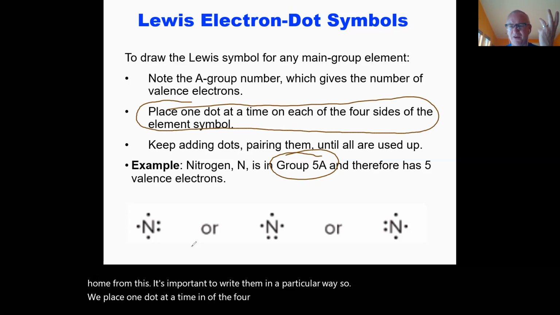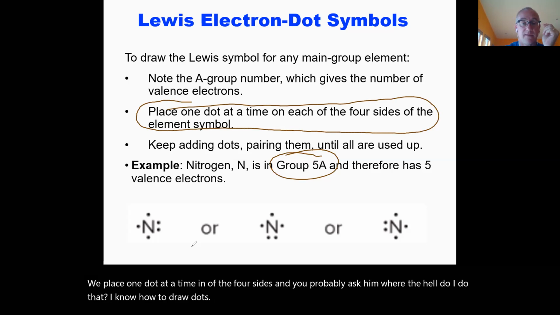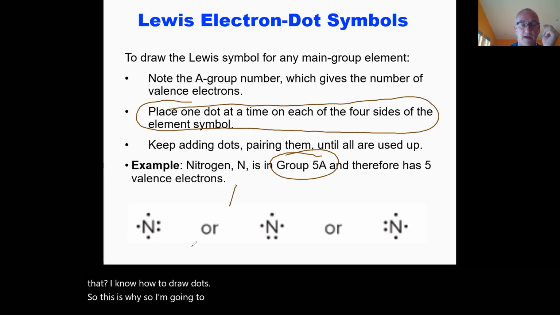And you're probably asking yourself, why the hell do I do that? I know how to draw dots. So this is why. So I'm going to put my nitrogen here.